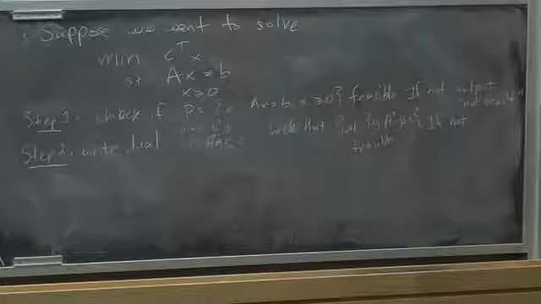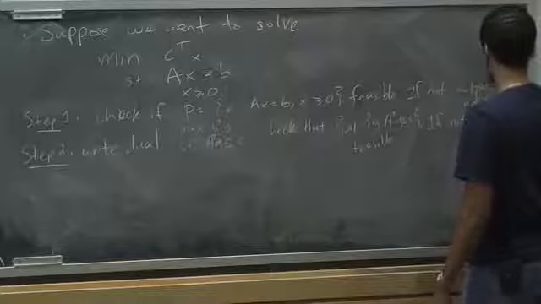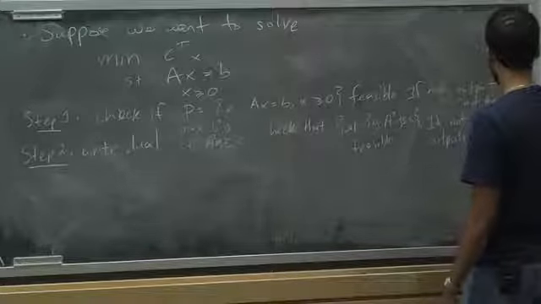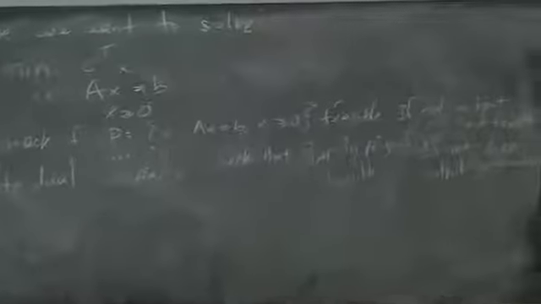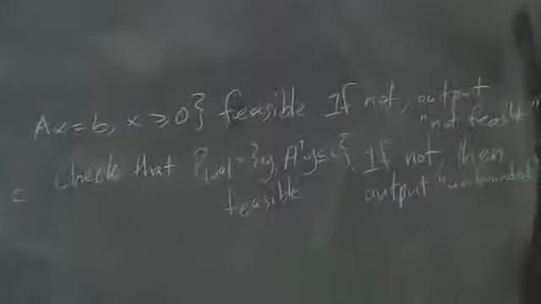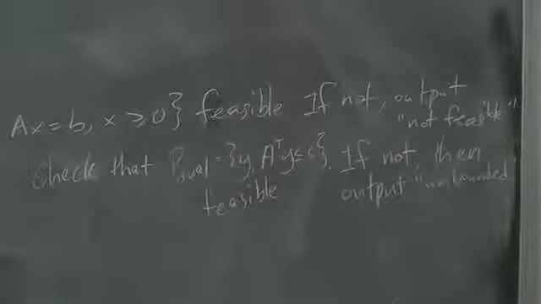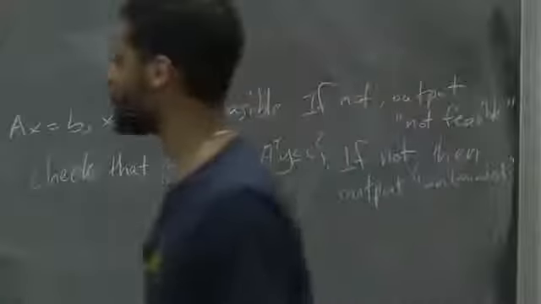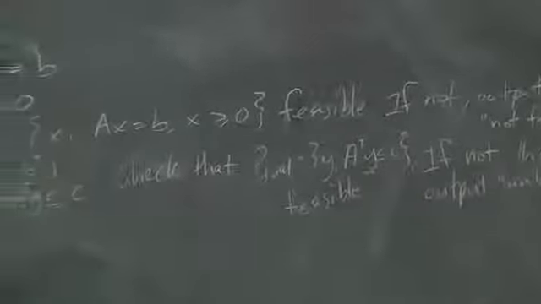Huh? Yeah, unbounded. Then the primal's unbounded. Then output unbounded. Okay, so now we know that after steps 1 and 2, P is feasible and bounded, which means by strong duality, the dual is feasible and bounded, and it achieves the same thing. So step 3 is now just compute something inside of this polytope.